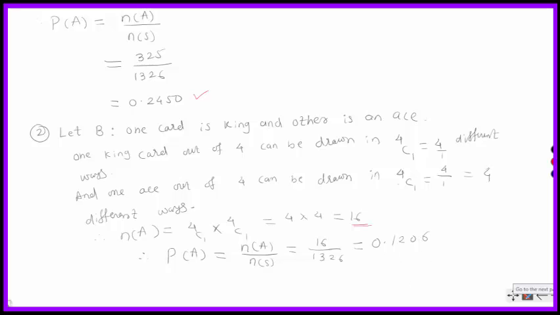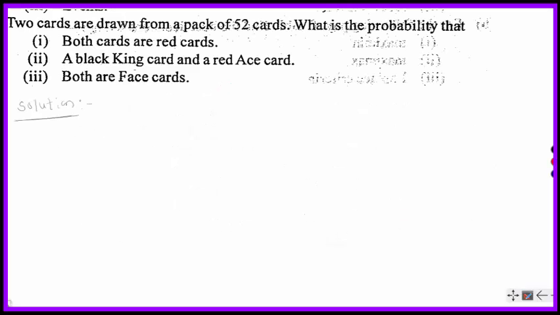In this way we can find the probability of an event. Examples based on playing cards. Here one more example is given. 2 cards are drawn from a pack of 52 cards. What is the probability that both cards are red cards?